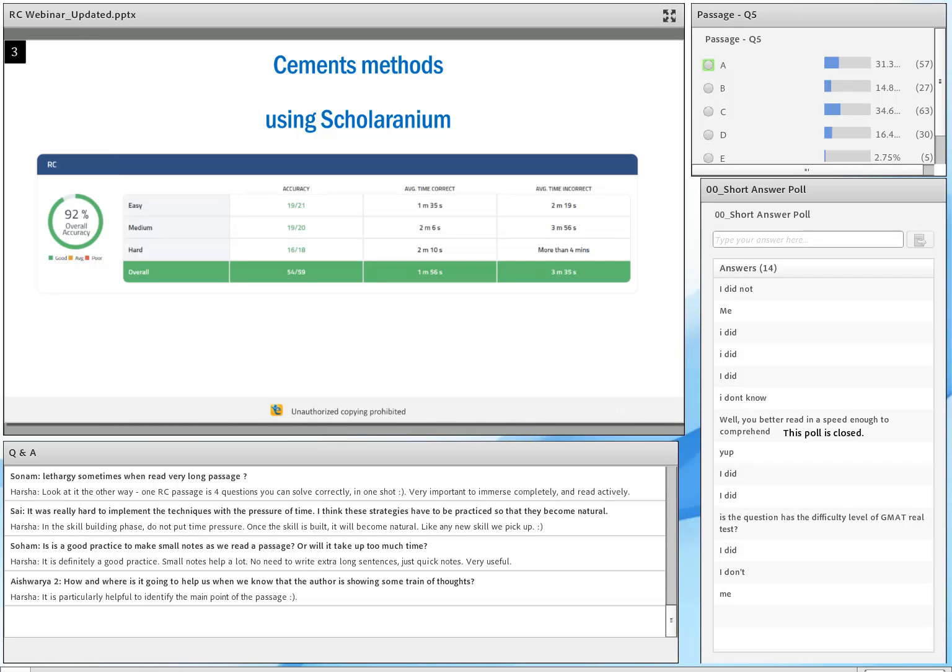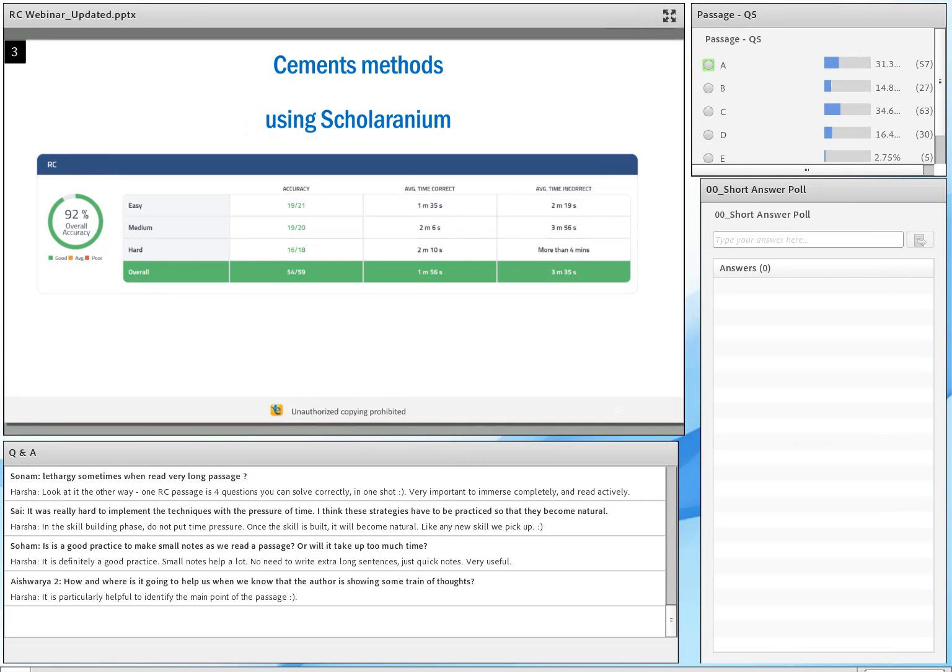Is it the question that has a difficulty level on the real GMAT? Yes and no. It's a combination of questions and passages, both. So on the same passage, if you start doing poorly, you can get easier questions, but the passage has a certain difficulty level.